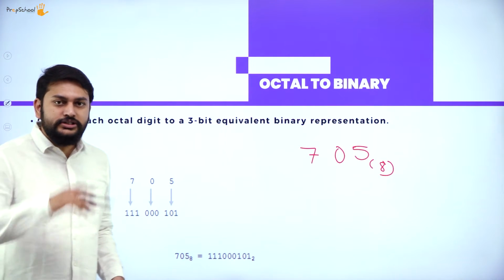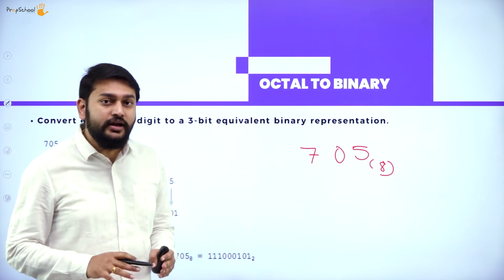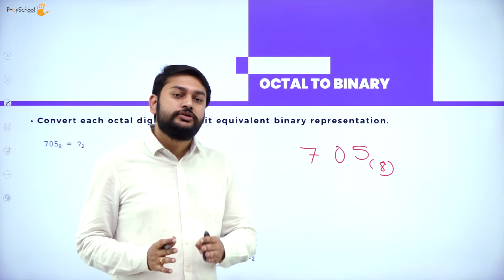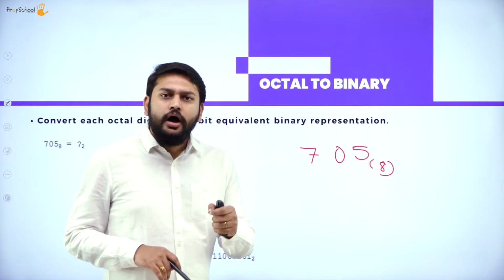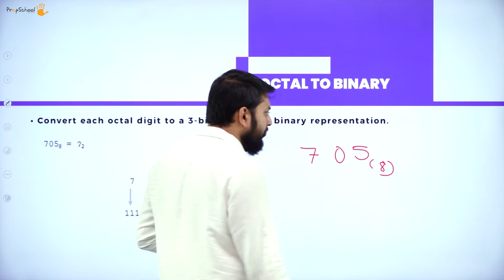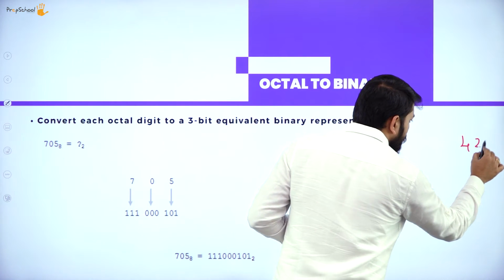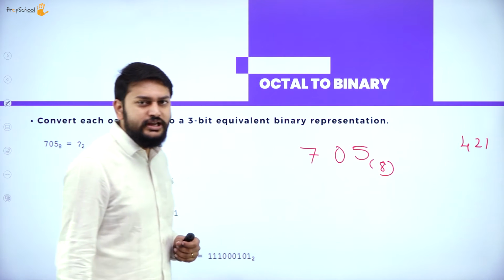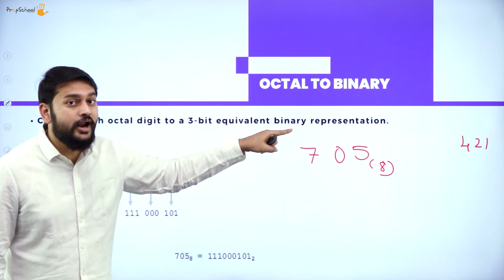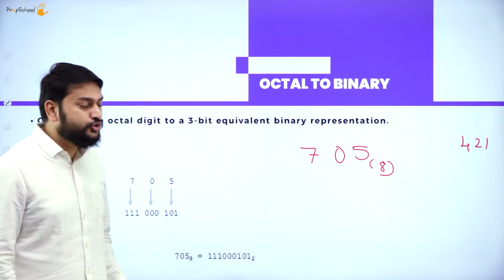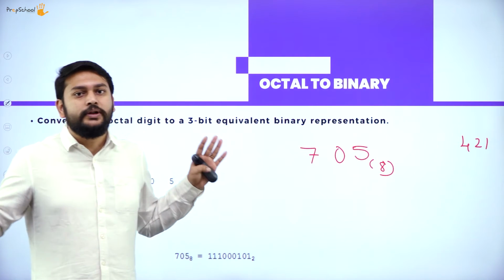How do I convert this into binary? Binary means a combination of zeros and ones. How do I do that? I have a code. Remember this code. I'm giving you the cheat code. It's a very easy shortcut. So I have 4 2 1. Using this code, convert all these numbers and you will get the binary number.